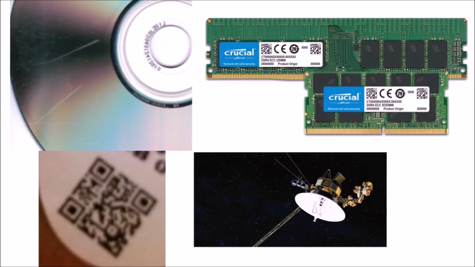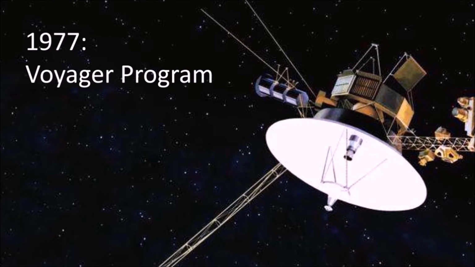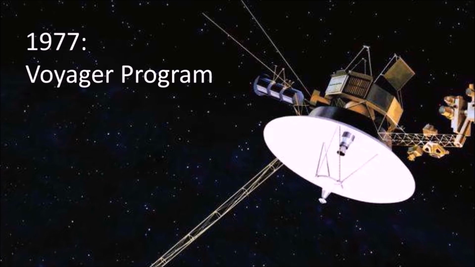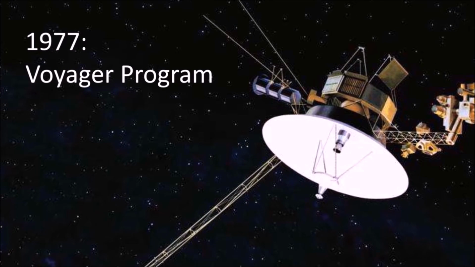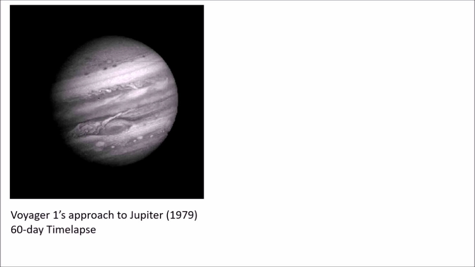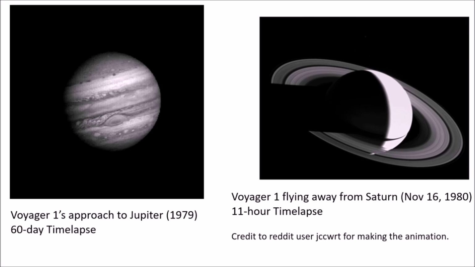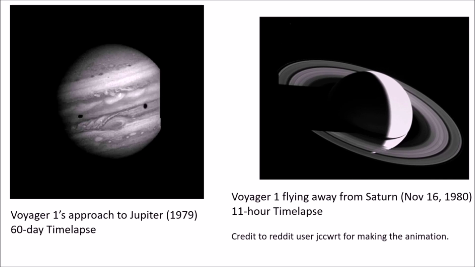CDs get scratched, camera images can be blurry, and electromagnetic interference can corrupt information in electronics, or corrupt signals being sent from space probes back to Earth. In the year 1977, NASA sent out the Voyager 1 and Voyager 2 space probes to study the solar system. Here you're looking at a time-lapse of images Voyager 1 took of the planet Jupiter in 1979. And here is another time-lapse of the planet Saturn in 1980.